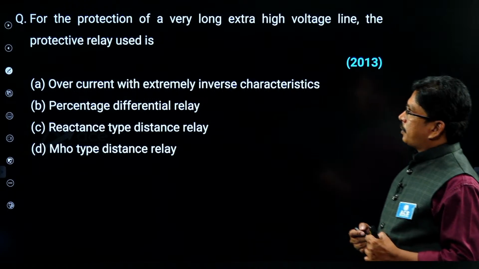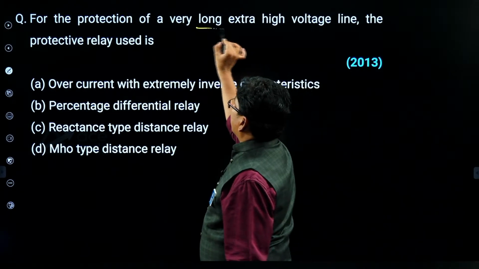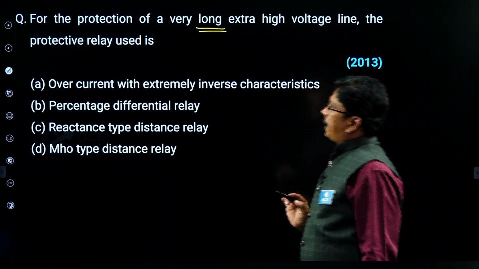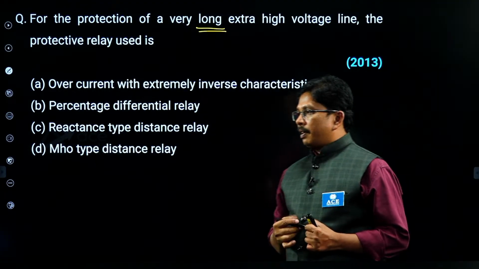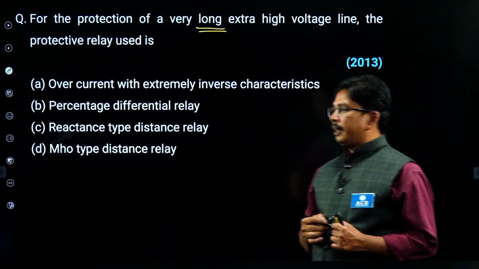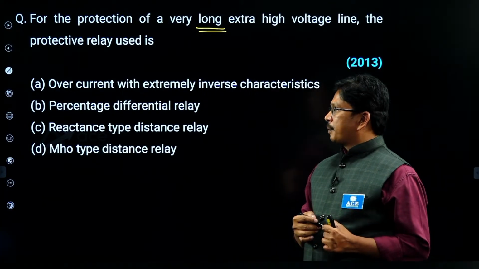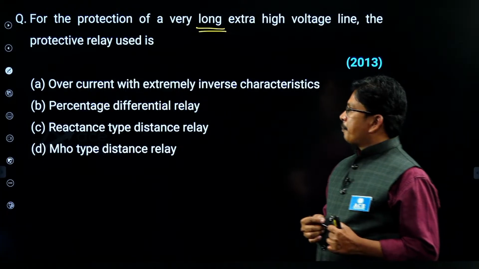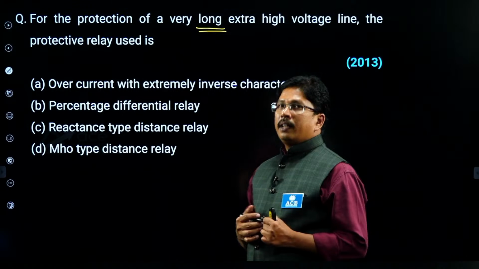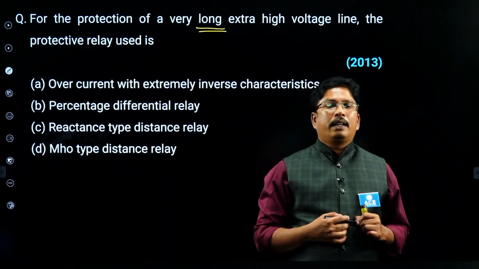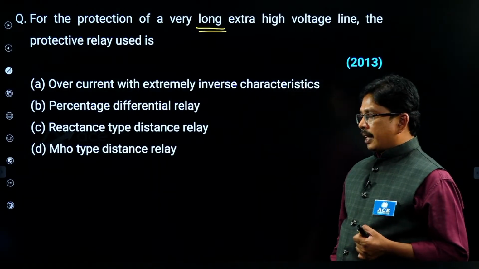This is the next question, students. For the protection of very long extra high voltage line, the protective relay used is: overcurrent with extremely inverse characteristics, percentage differential relay, reactance type of distance relay, or mho type of distance relay. For long line protection, which relay can be used? Very easiest question. Viraya, very good. Perfect answer.